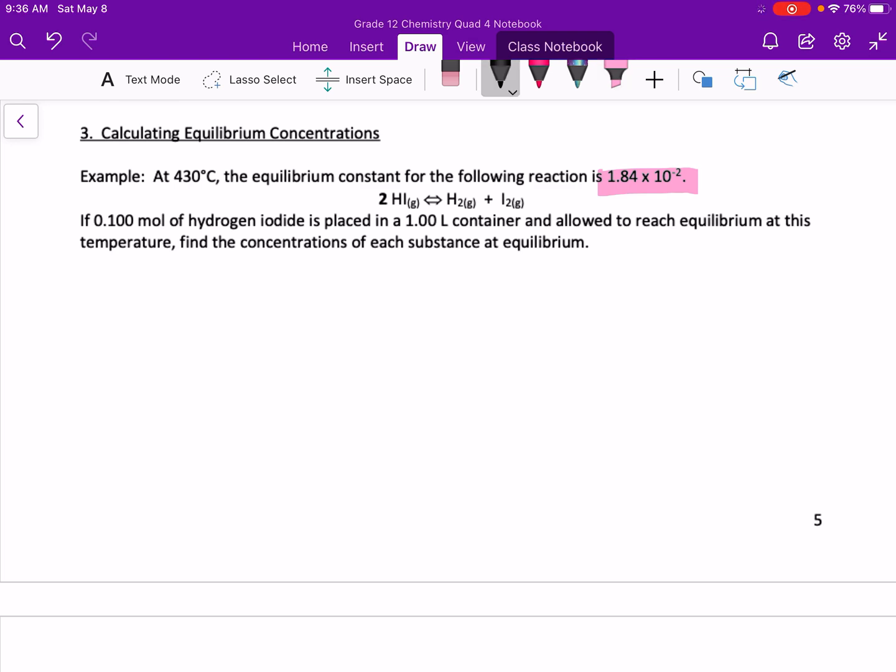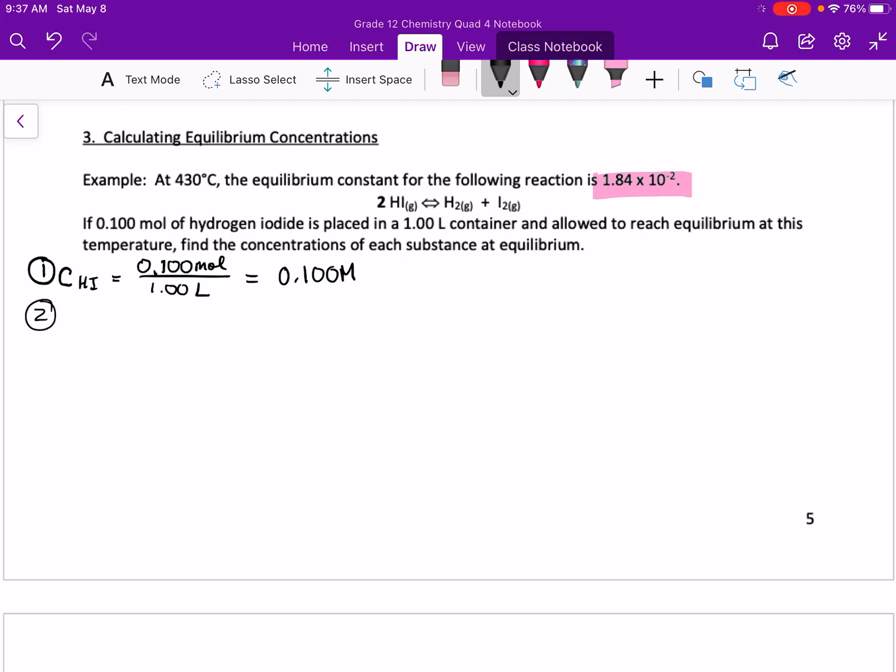So the first thing that we're going to do is find the concentration of hydrogen iodide, since it gives us our mole and our liter amount, our volume. We have 0.100 moles divided by 1.00 liter, which gives me my 0.100 moles per liter. This one happened to be the same, but always double check because it can affect your whole answer if you have the wrong concentration. Next step, we are going to set up our ICE table.